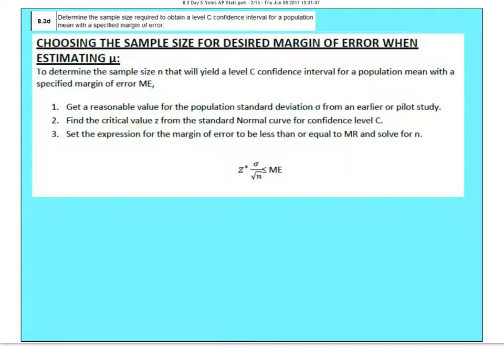In 8.3d, let's determine the sample size required to obtain a confidence interval for a population with a specific margin of error. And we're going to do it this time when we do know the standard deviation. Therefore, the margin of error we're going to focus on is the one where we use sigma over the square root of n. We've seen examples like this before, but let's do one specific one related to an actual z-interval when sigma is known.